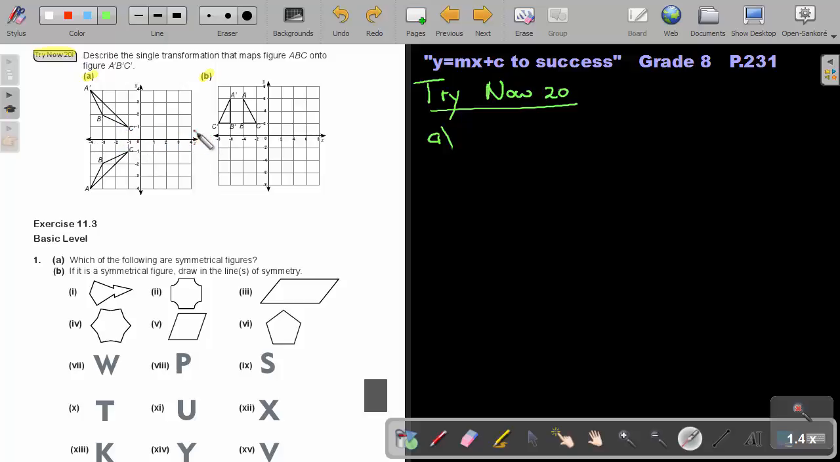So if I must describe it, I will start and say it's a reflection. And you will usually get 1 mark for that. And then I say in the x-axis. Now, just remember, the x-axis cuts the y-axis at 0. So, some students can write y equals 0. The equation of the x-axis is y equals 0. And they will also be correct.